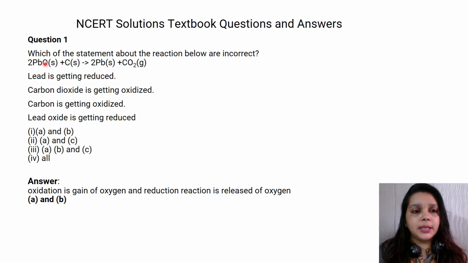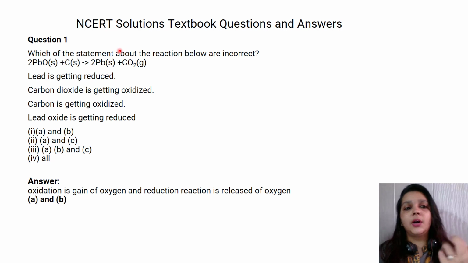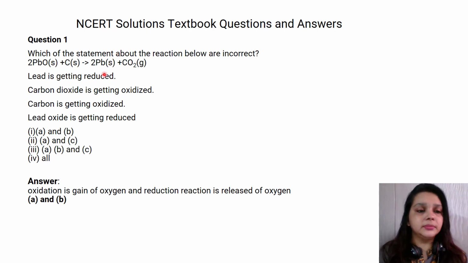So Pb gets left alone here without the oxygen. That means what has happened? It has been reduced because oxygen has moved away from it. And carbon dioxide here has gained the oxygen. So that means it has been oxidized. Okay. Lead is getting reduced. We just saw, yes, correct. Carbon dioxide is getting oxidized, correct, right?